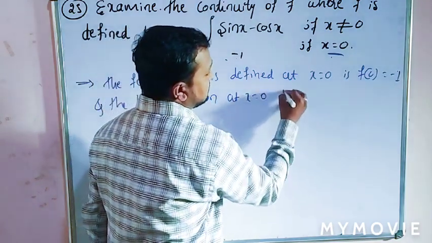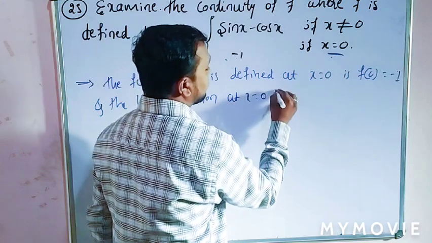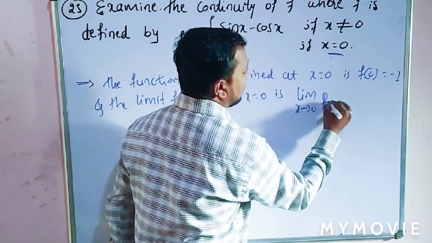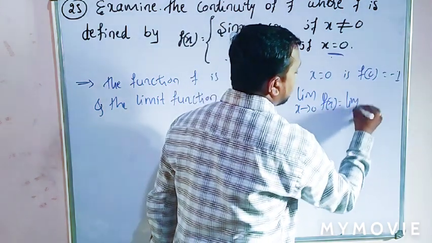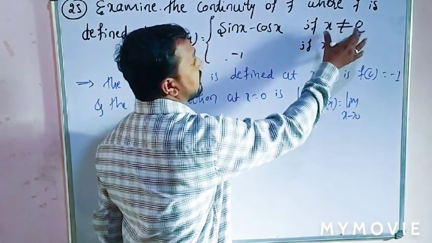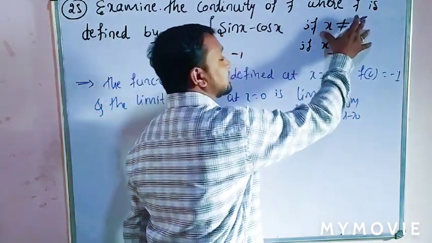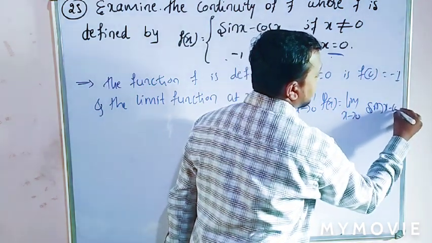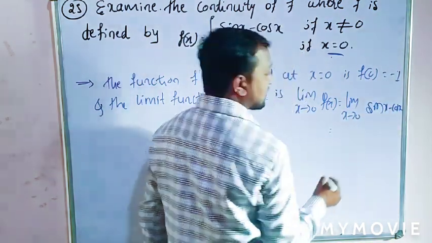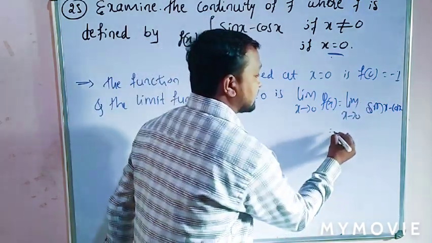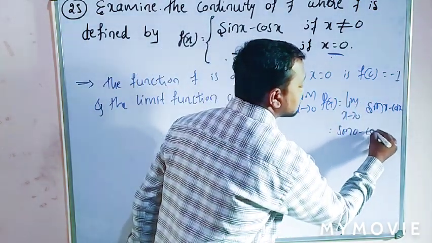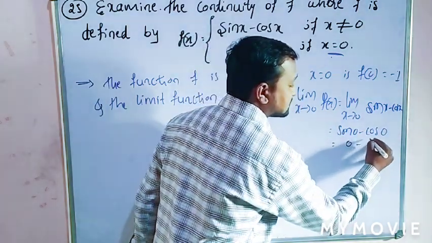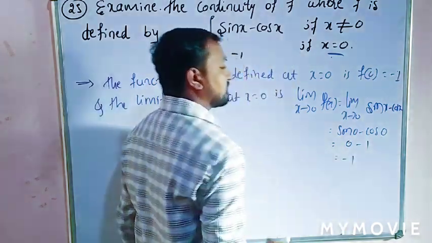And the limit function at x equal to 0 is the limit as x tends to 0 of f of x, that is equal to the limit as x tends to 0 of, what is your f of x corresponding to x not equal to 0, this is our limit function, that is sin x minus cos x. So apply the limit as x tends to 0, that is nothing but sin 0 minus cos 0. The value of sin 0 is 0, leave it, 0 minus the value of cos 0 is 1, that is equal to minus 1.